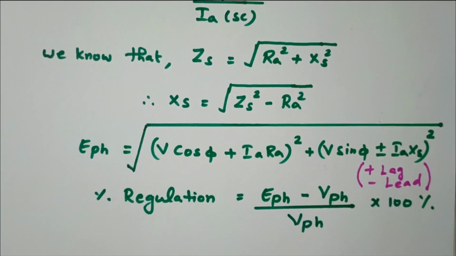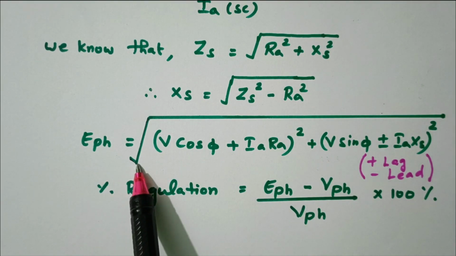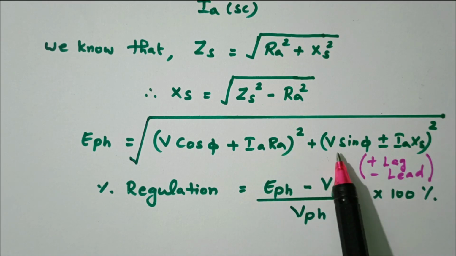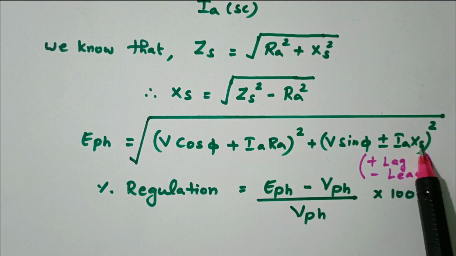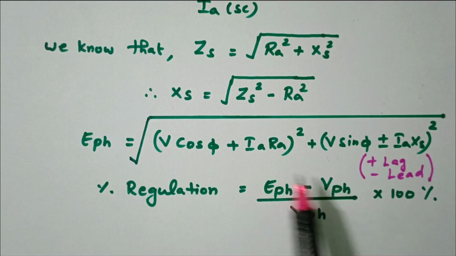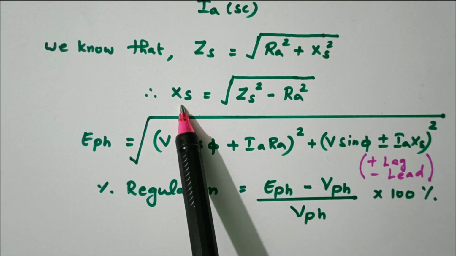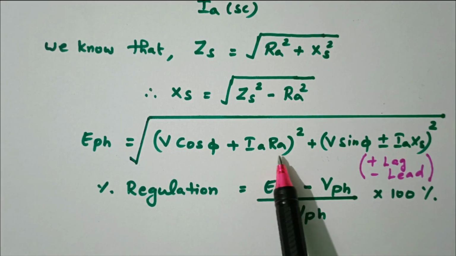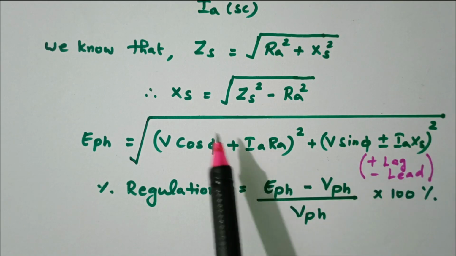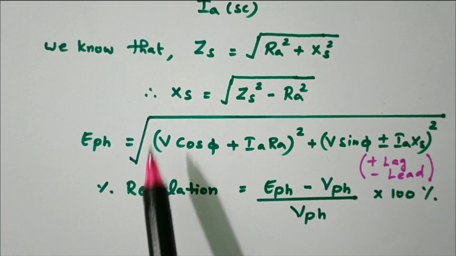Now from that we can find the E phase, followed by regulation. Now E phase is equal to square root of (V cos phi plus IA RA) square plus (V sin phi plus or minus IA XS) the whole square. This plus indicates lagging, minus indicates leading. Now all the values are known. This XS we calculated now, right? V cos phi, IA RA, all values are available. For XS only we performed this. We calculated ZS, and from ZS we calculated XS.